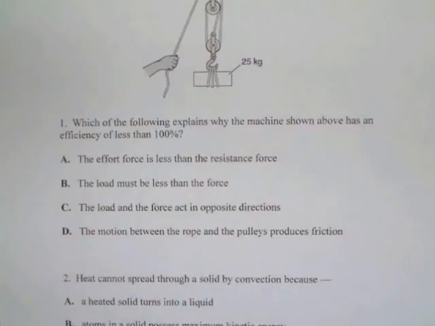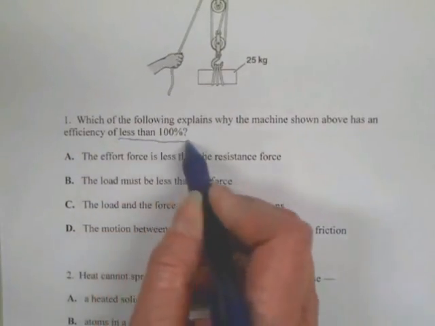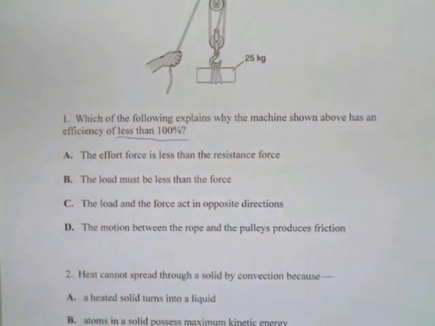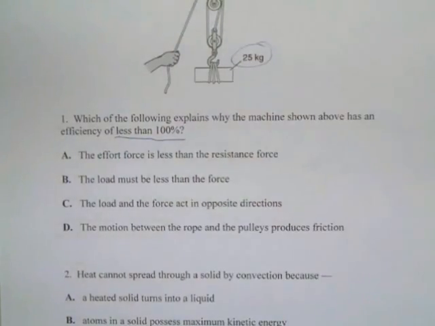Which of the following explains why the machine shown above has an efficiency of less than 100%? Now that's what we need to be thinking about, is that our efficiency here is less than 100%. Okay, the first answer says the effort force, that's of course when you pull down, is less than the resistance force. So this is basically my resistance force here, my 25 kilograms.